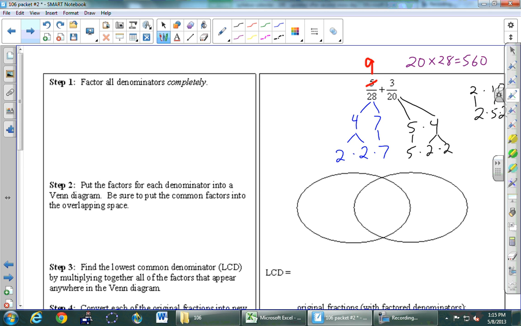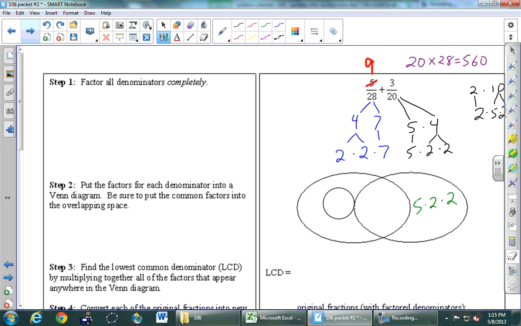Don't copy what I'm about to put. 2 times 2 times 7 can go over there. Don't copy this. 5 times 2 times 2 can go over here. Right? Those are the denominators. But what you want to do is take advantage of the overlap in this picture. Any factor that's the same in both should go in the middle. It shouldn't go on the outsides.